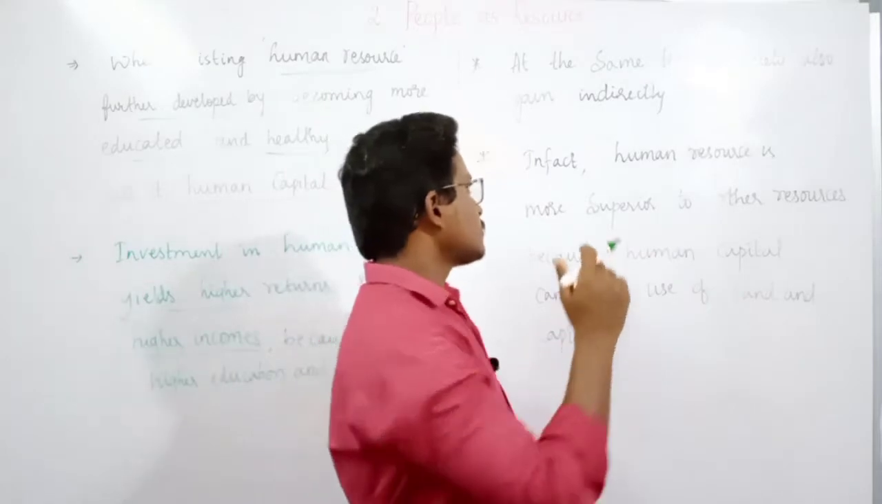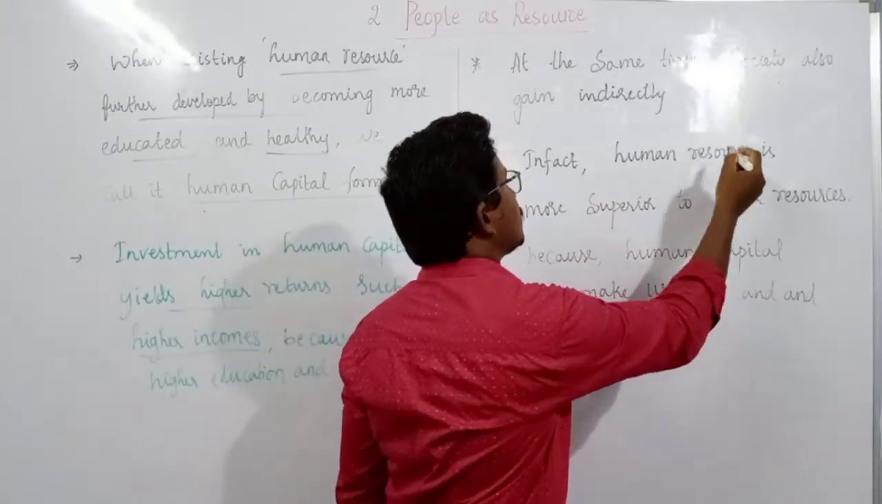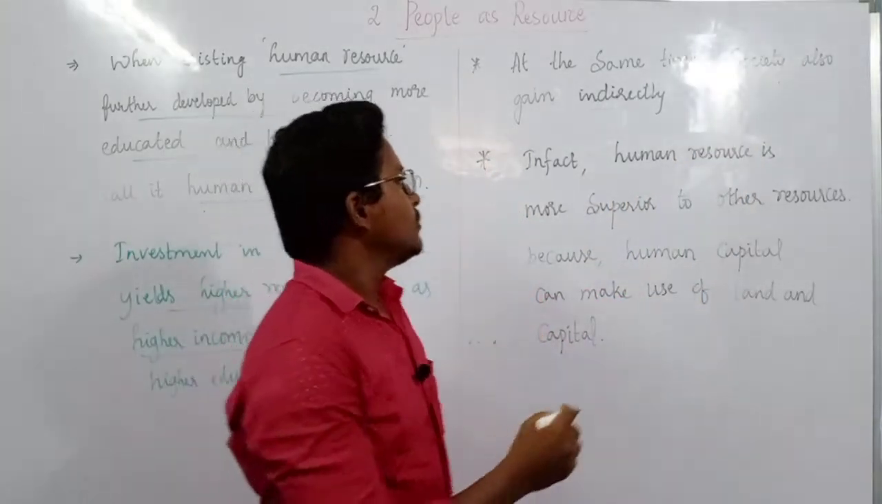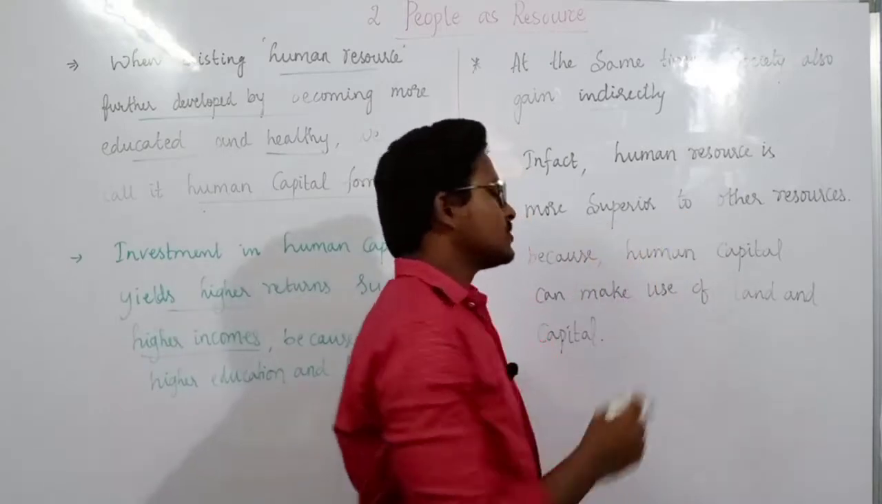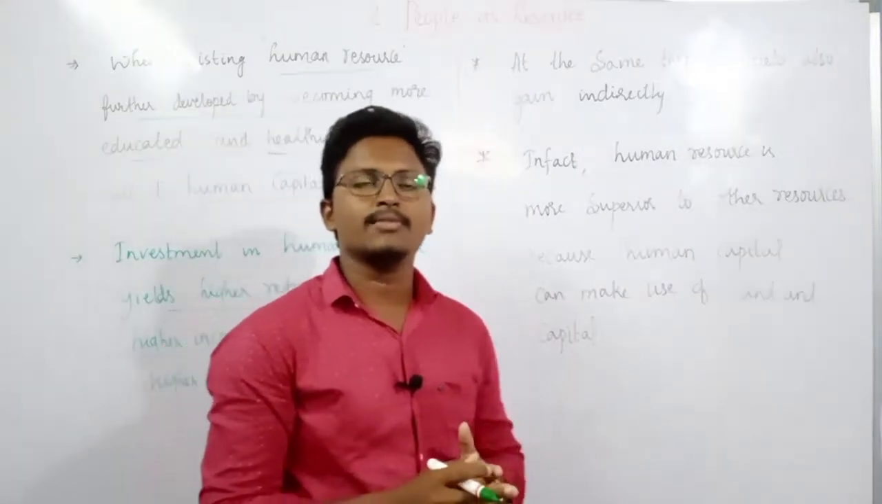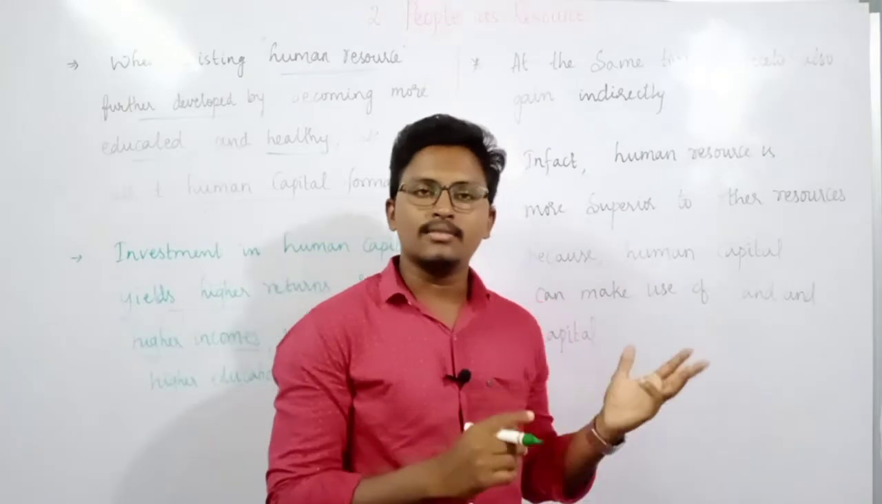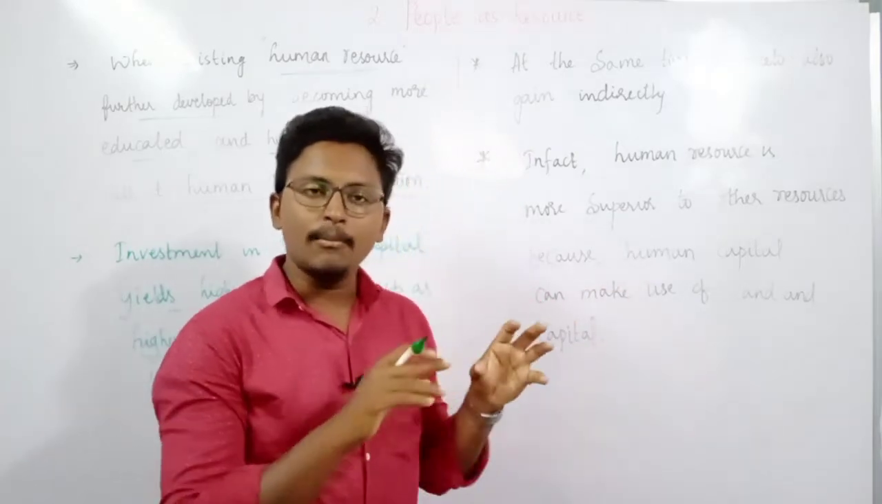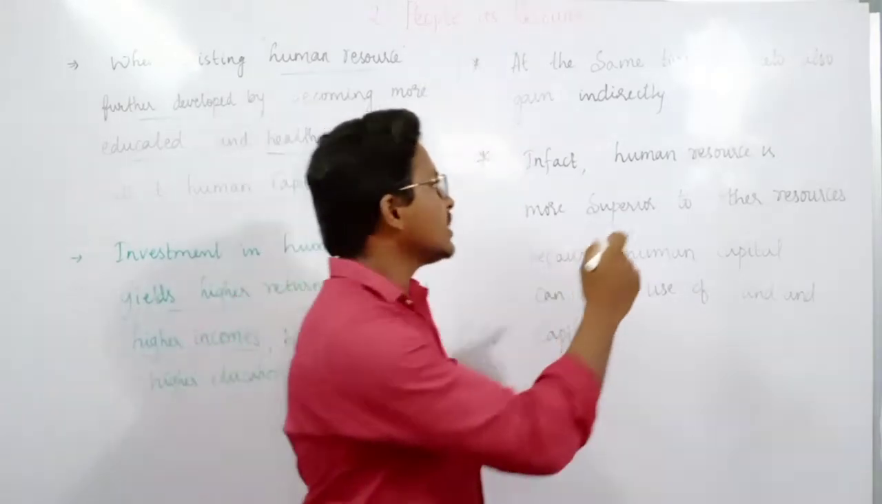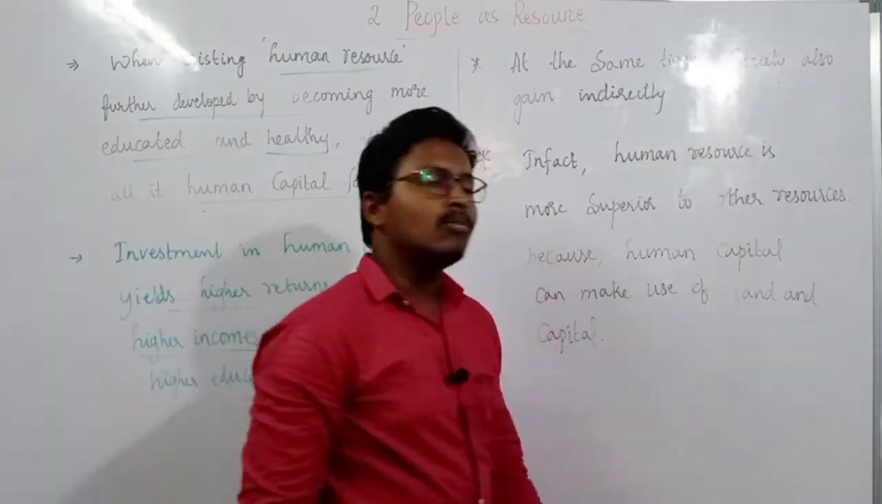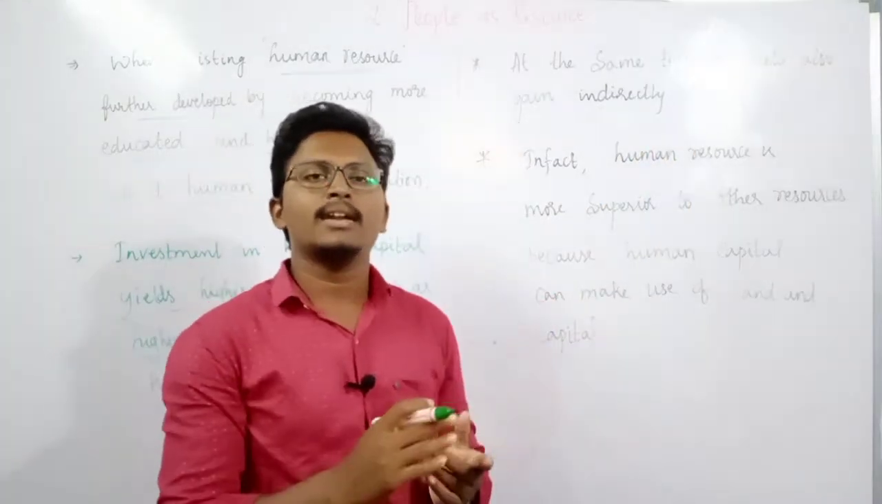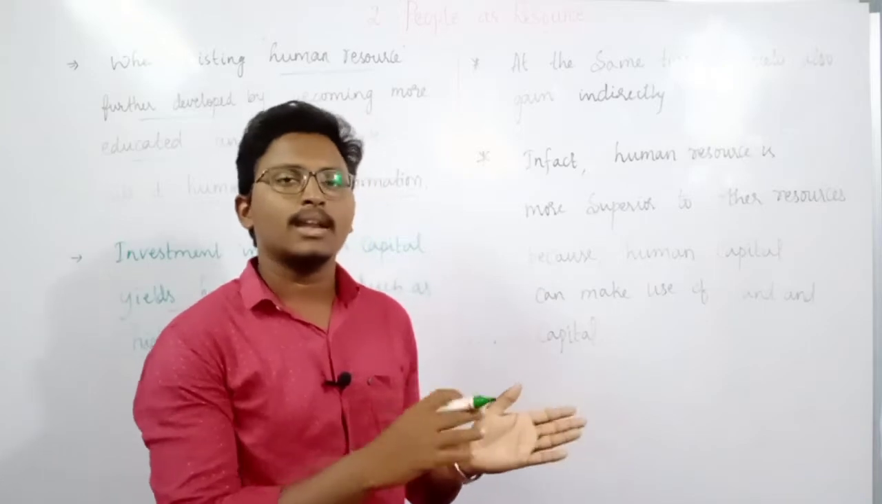In fact, this human resource is more superior to other resources. What are the other factors of production which we have seen? Land, labor, as well as physical capital. But compared to land and capital, human capital or human resource is more superior.